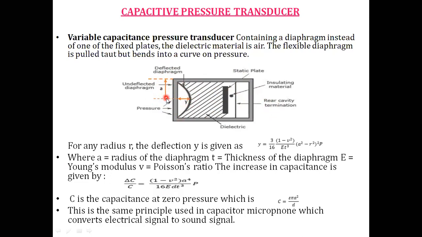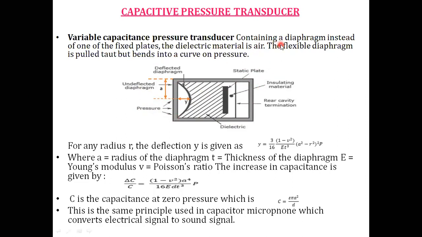This is the A, and this is the Y. What are this A and Y? Pressure P is applied here. Undeflected diaphragm means there is no deflection, so this Y portion is going to be very small. This is the entire frame. The entire apparatus is enclosed with this frame.